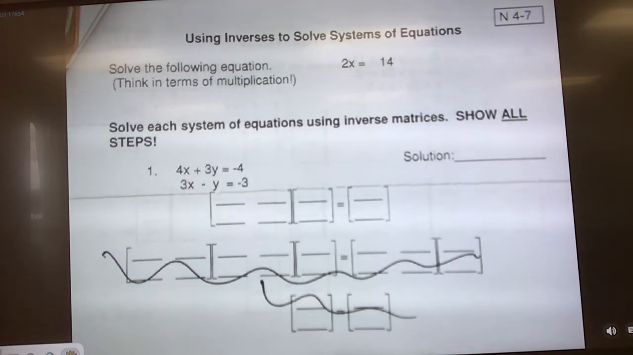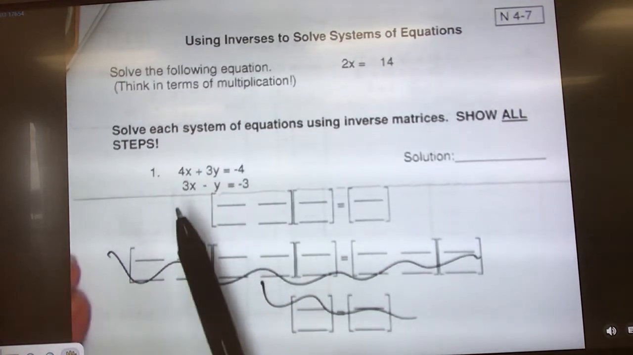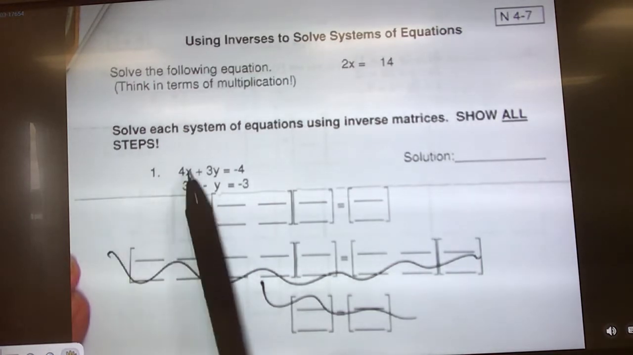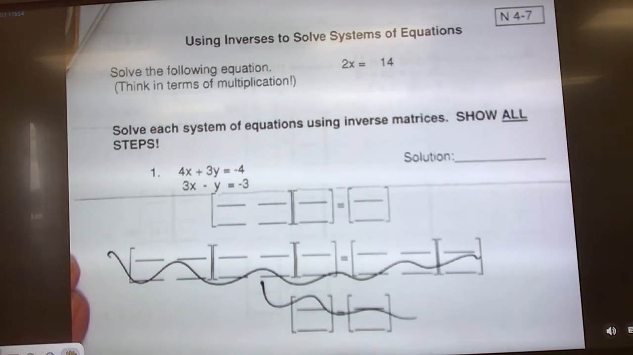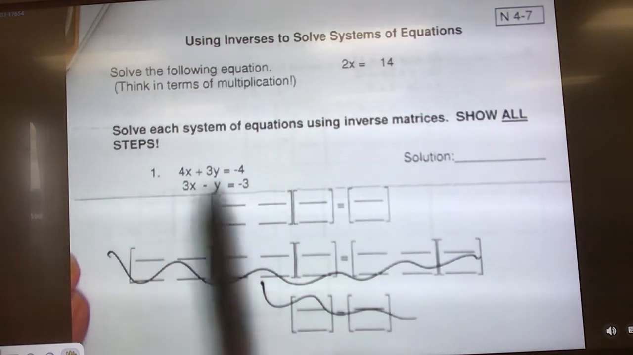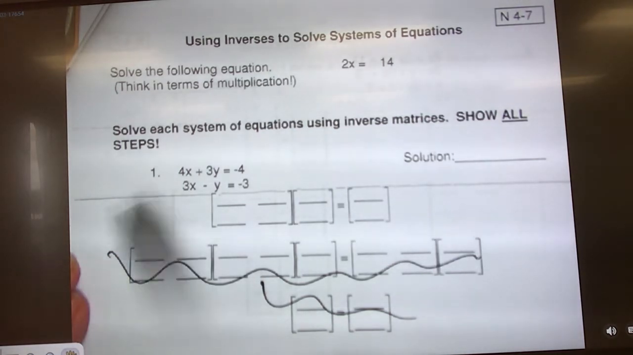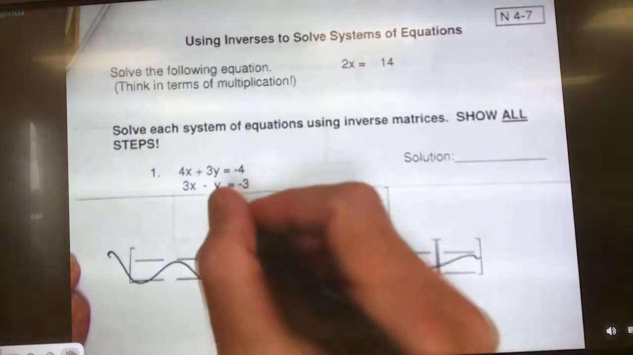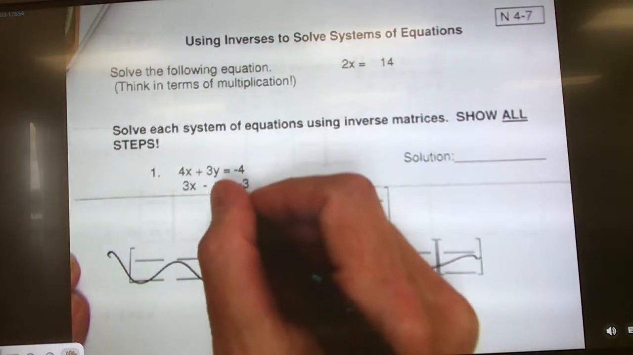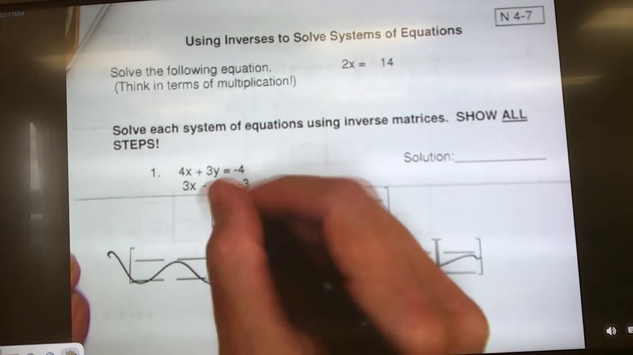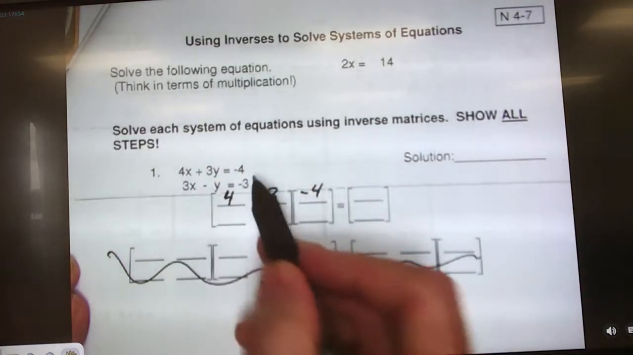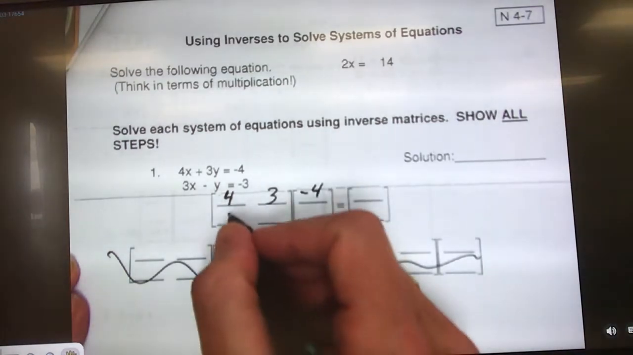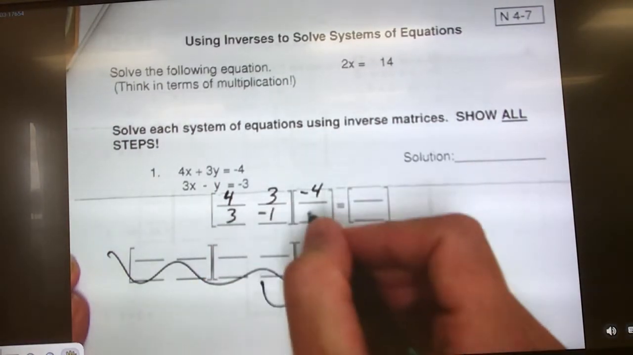So if I see it has two variables, in this case it does, x and y, then my x's have to go first, then my y's, then my equal sign, and then the regular number, the number without a variable. And in this particular case, it is already in ABC order. My x's are first, so I just write down the number that goes in front of the variable. So 4, and then 3, and then -4, just in order. Second line, I have 3, -1, and -3.